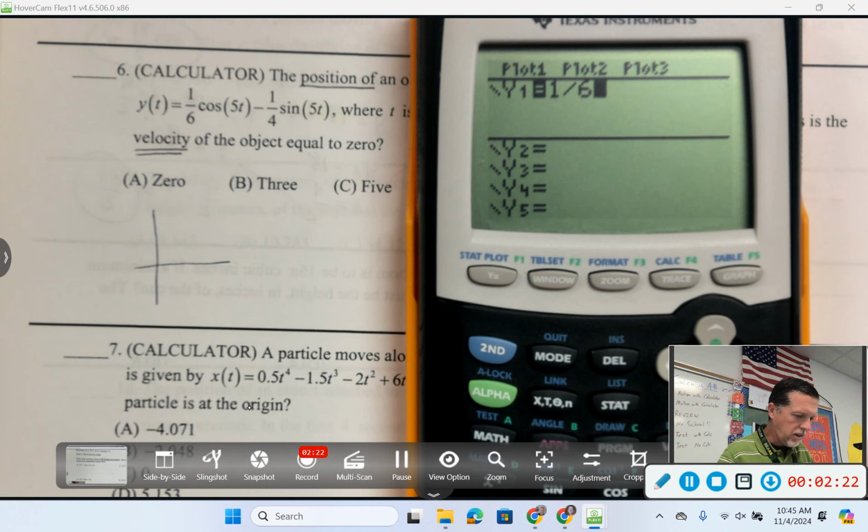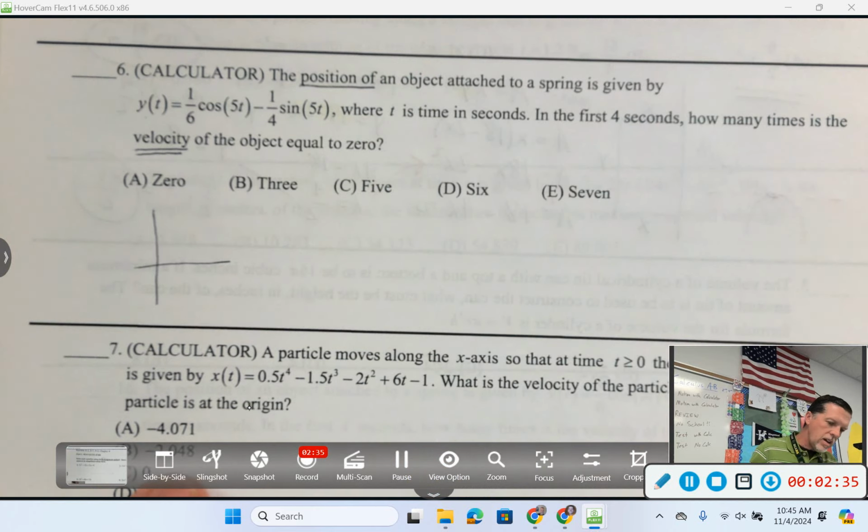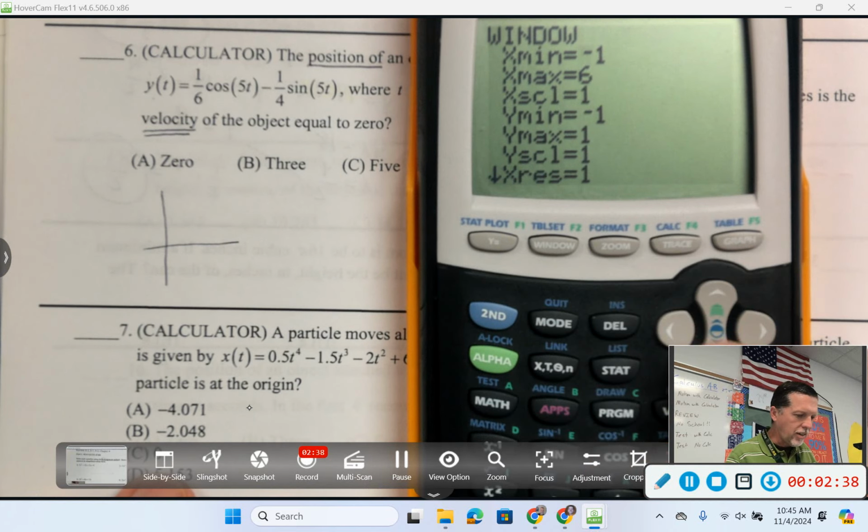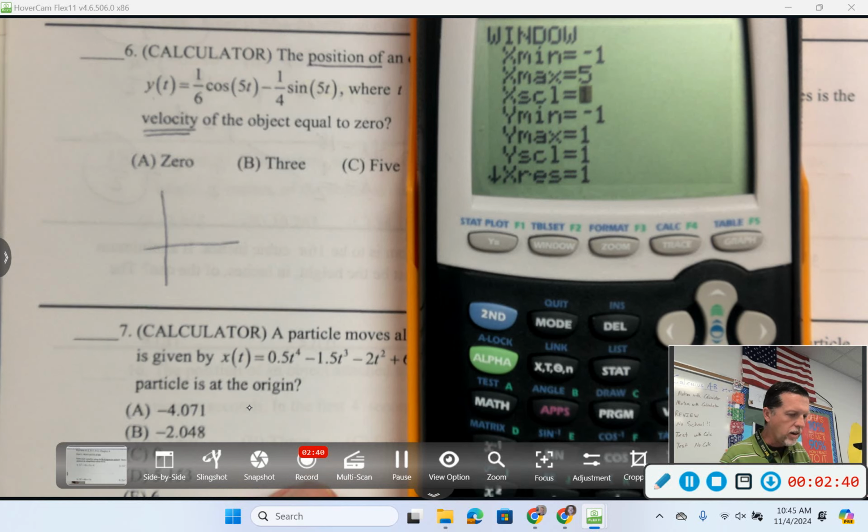Let's see, 1/6 cosine 5x minus 1/4 sine of 5x. In the first 4 seconds. So that's telling me I don't only have to look up to 4.